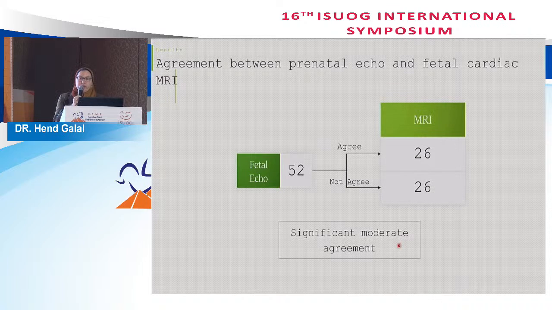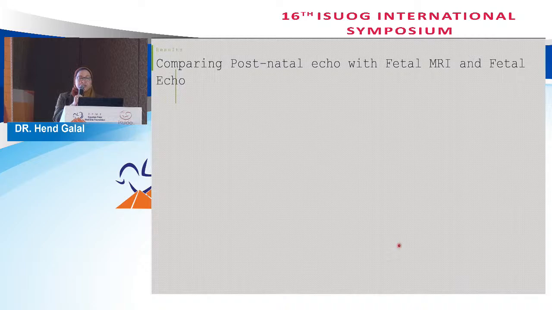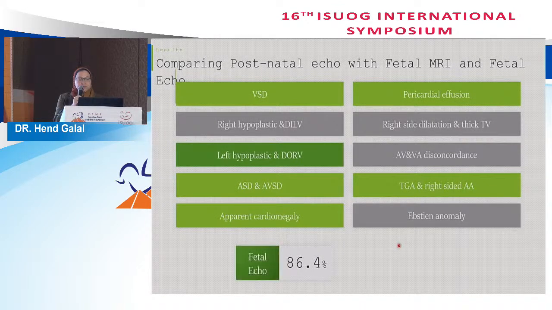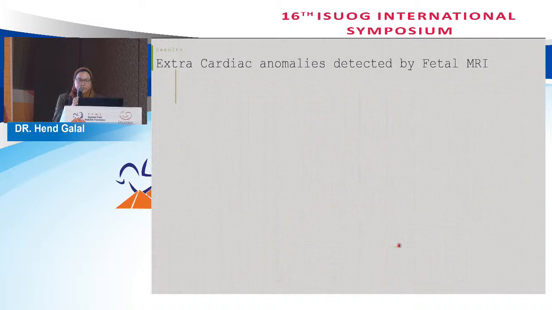As regards the agreement between prenatal echo and fetal cardiac MRI results, there was a significant moderate agreement between both. Half of them agreed together and half of them did not agree. As regards comparing postnatal echo with fetal MRI and fetal echo, we can show that fetal echo gave 86% agreement with postnatal. However, MRI was superior, giving 95% agreement with the postnatal echo.